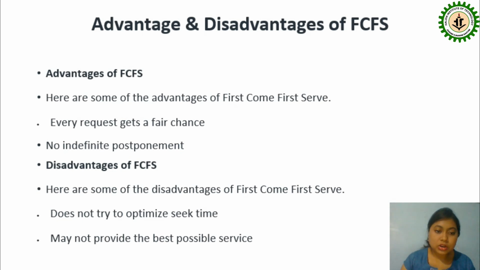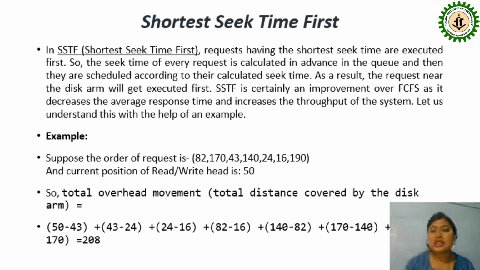Disadvantages are that it doesn't try to optimize seek time and may not provide the best possible service. Next, shortest seek time first. In shortest seek time first, requests having the shortest seek time are executed first. So the seek time of every request is calculated in advance in the queue. Then they are scheduled according to their calculated seek time. As a result, the request near the disk arm will execute first.